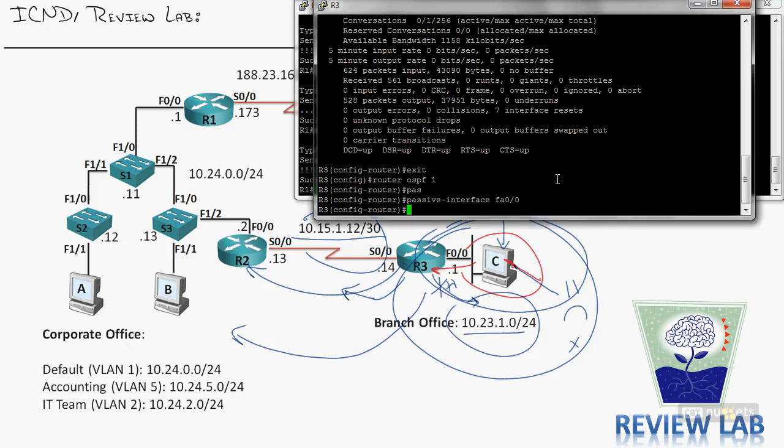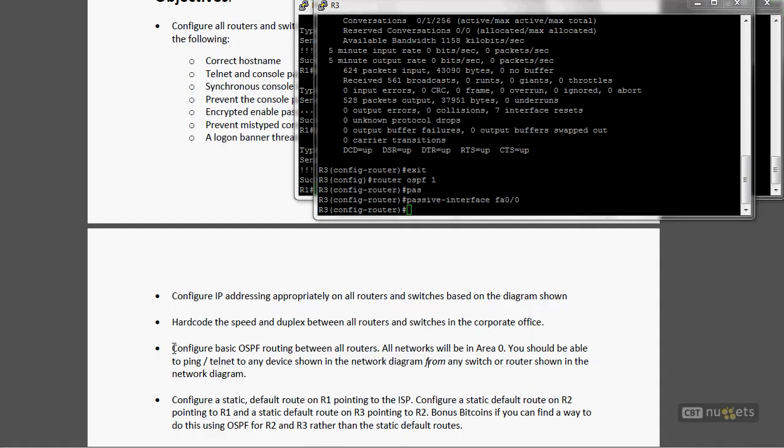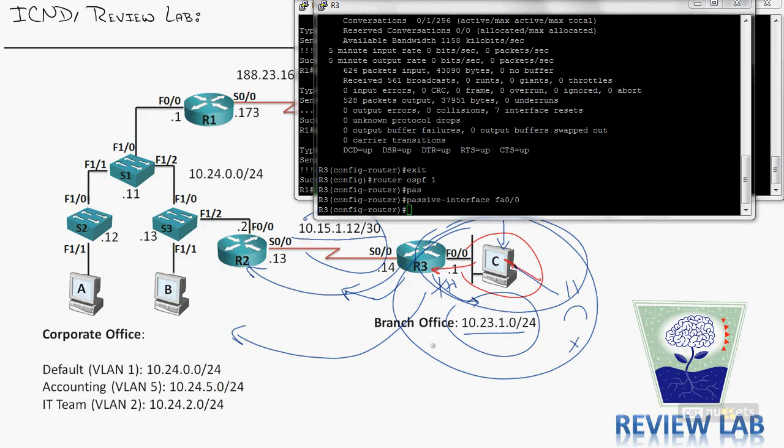Okay, so where are we at? Let's go back to our objective. Configure basic OSPF between all routers. Good. Area 0. Good. We should be able to ping or telnet to any device shown in the network diagram from any switch or router shown in the network diagram. Okay. So let's try it out.